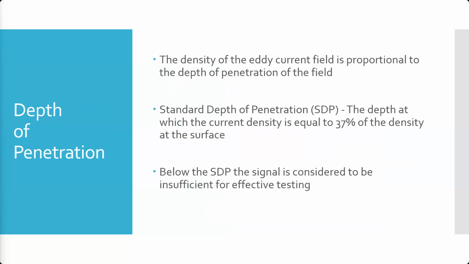That's the max that you're able to effectively find an area of interest, a flaw, or some kind of indication, relevant or non-relevant, with a given probe and current setup. Below the standard depth of penetration, the signal is considered to be too weak to effectively test that area. Okay? So too close to the surface, however, it's very strong, and we're having a greater depth of penetration. It may overwhelm any ability to pick up or sense something near the surface.